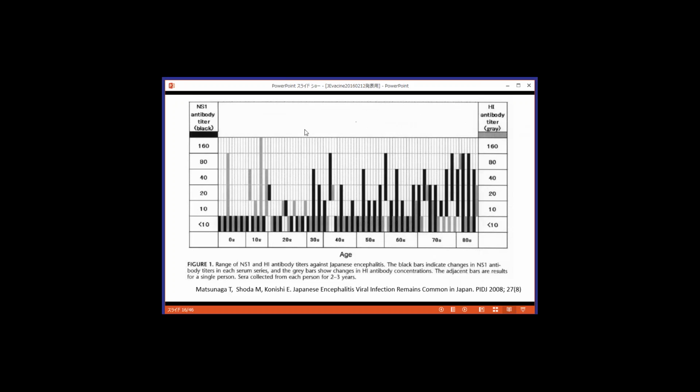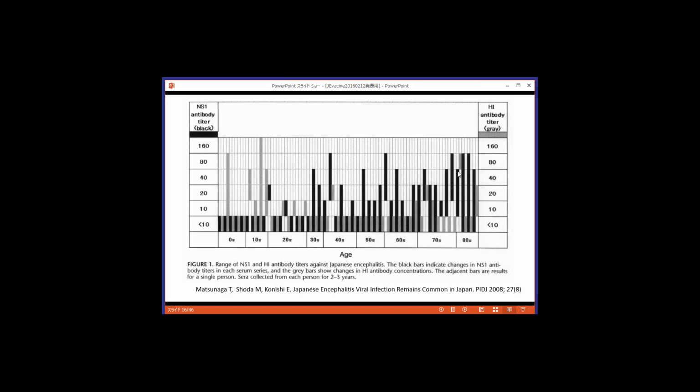In this figure, the black bar indicates change in NS1 antibody. NS1 increases when infected with natural virus in each serum series, and the gray bars show changes in HI antibody concentration. The adjacent two bars are results for a single person. The NS1 titers indicate that the incidence of JE viral infection has increased with subject age, whereas HI gray titers have slowly fallen with subject age.